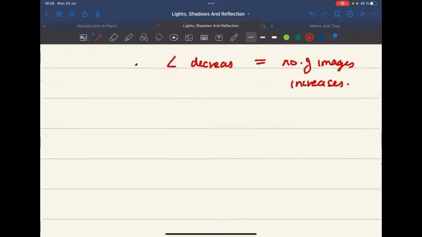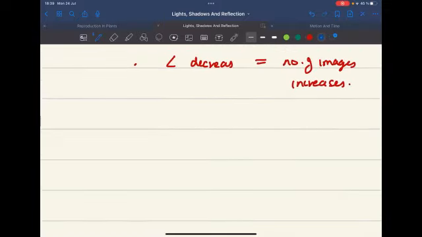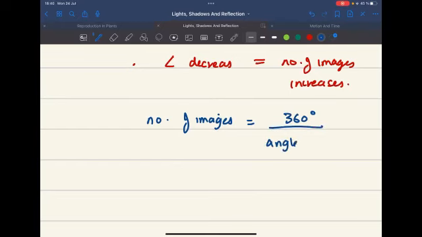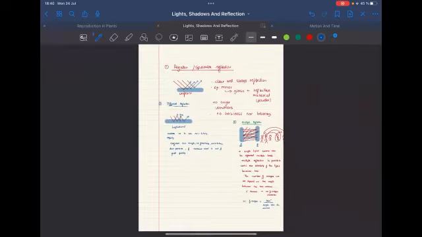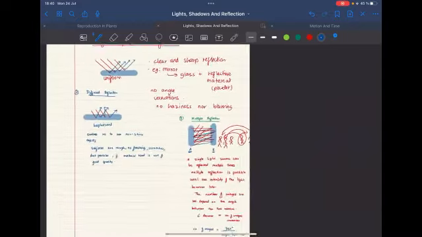There's a formula for finding how many images can be formed. Number of images is equal to 360 degrees divided by the angle between the mirrors. This is a very important formula. You might even have sums to do. With this we have successfully completed our chapter. Please make note of it.